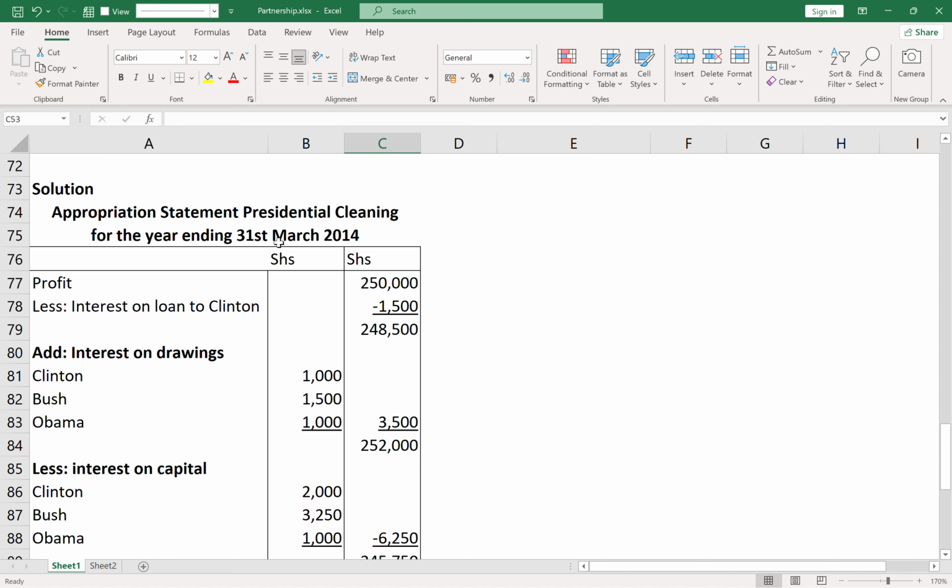So profit is 250,000. We have to less the interest. The interest on loan, we have 1,500, not 15,000. We have 1,500. Let me see where it is.